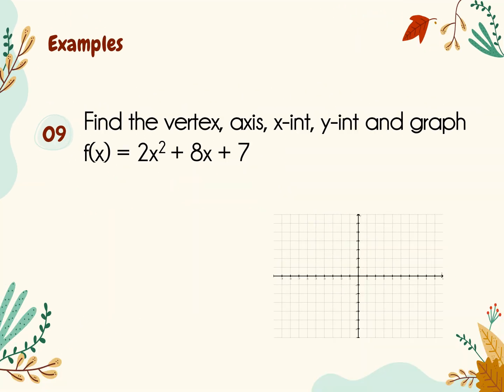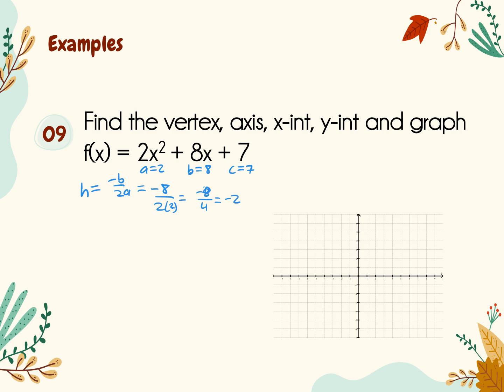All right, let's try another one like the ones that we were doing. Let's start with finding the vertex, right? So we want to use the formula h equals negative b over 2a. All right, let's label everything. A here is 2, b is 8, and c is 7. Right, so we get that this is equal to negative 8 over 2 times 2. And we get negative 8 over 4, which is negative 2.